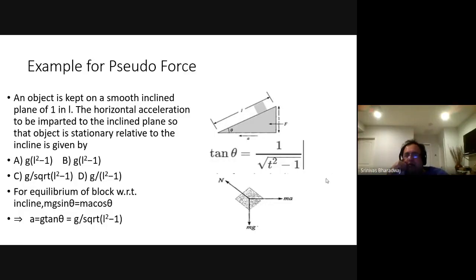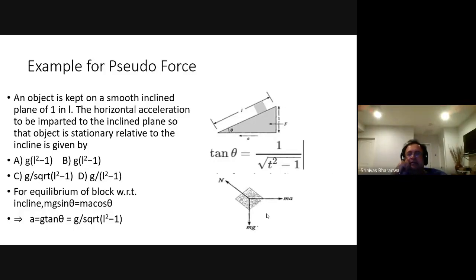Okay, so now you have three forces on the inclined plane: the normal force, the mg, and the ma. So now mg cos theta plus ma sin theta equals n. Okay, mg cos theta plus ma sin theta equals n, right? And then mg sin theta equals ma cos theta. So if you take mg sin theta equals ma cos theta, then you have a by g equals tan theta, and tan theta is what?